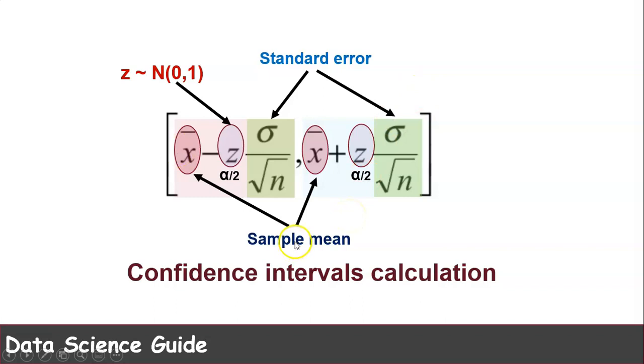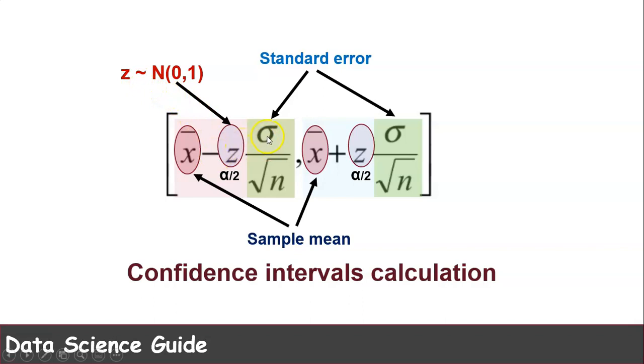X bar is the sample mean. So we are using the sample mean to estimate the population mean. But because the sample mean is not exactly equal to the population mean, for that reason, we are subtracting and adding the margin of error. And margin of error is Z, and Z here is the standard variable.